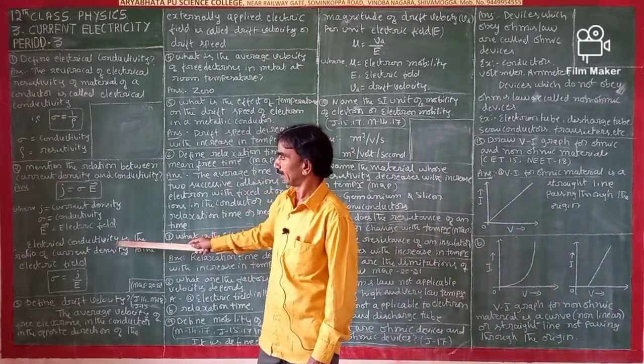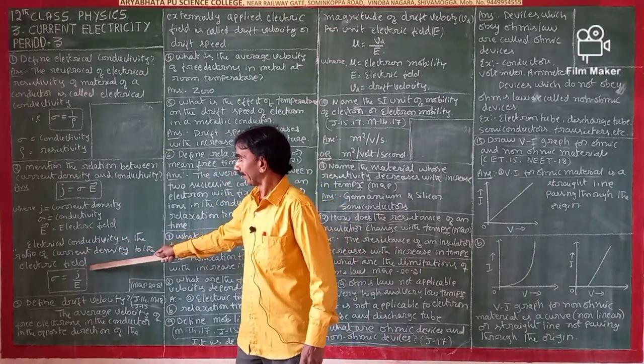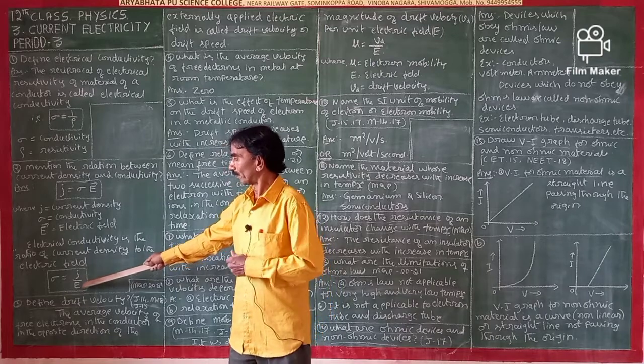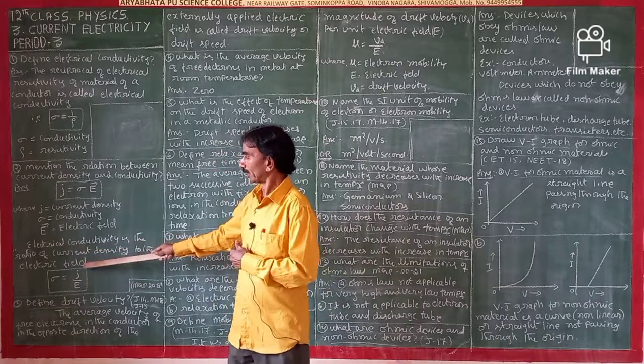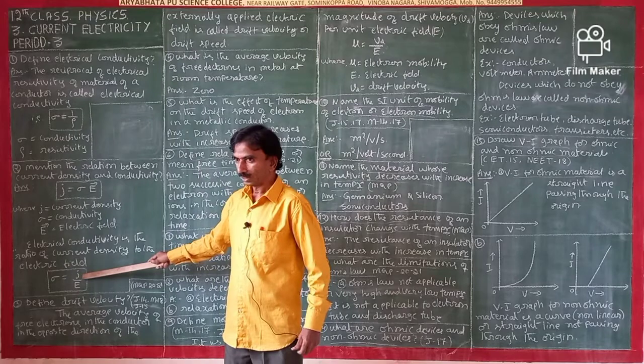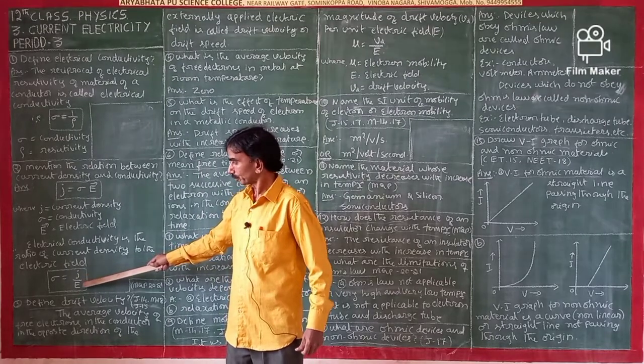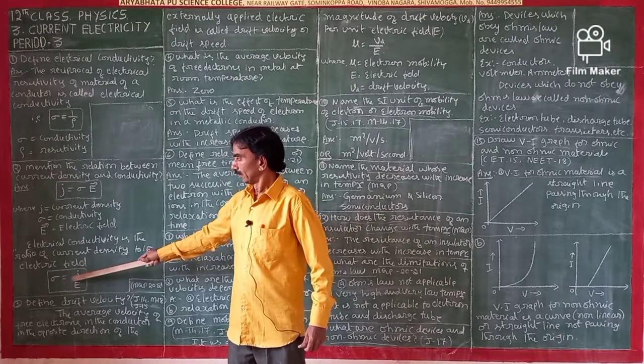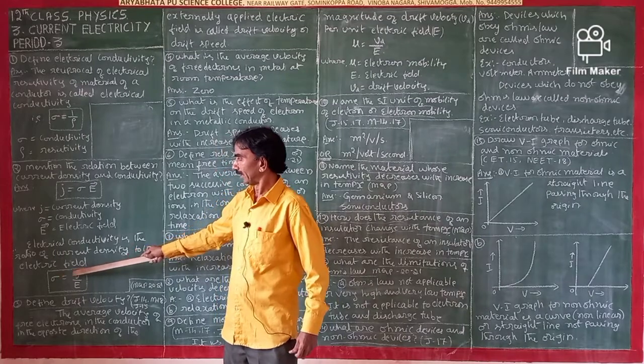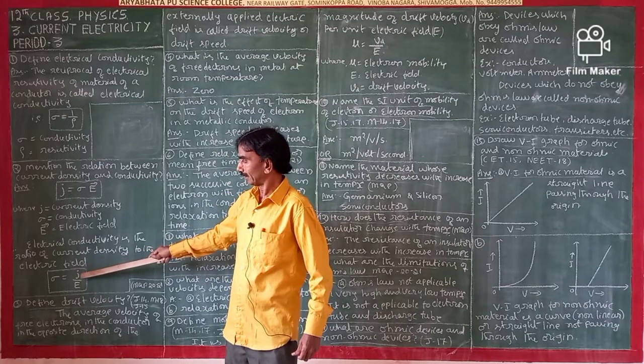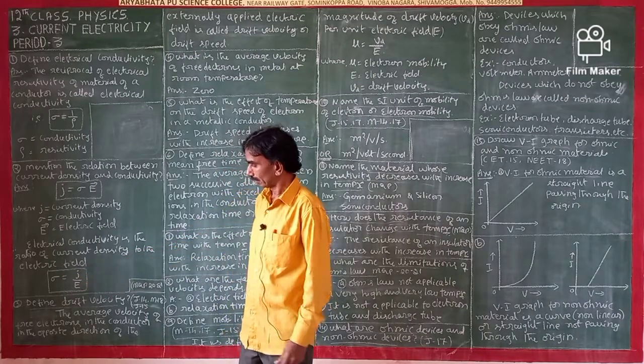Electrical conductivity is the ratio of current density to the electric field.